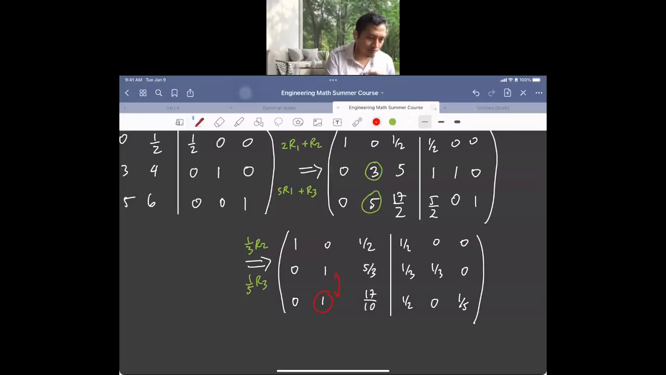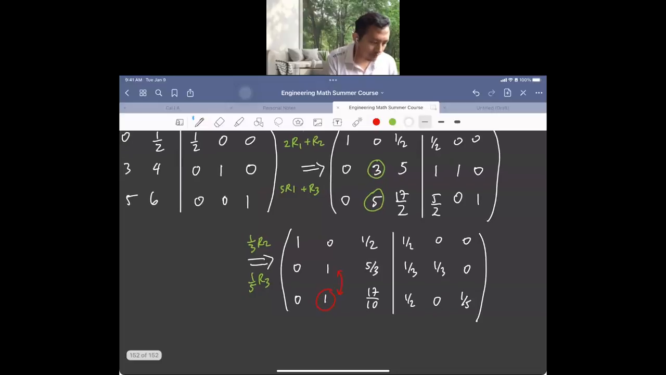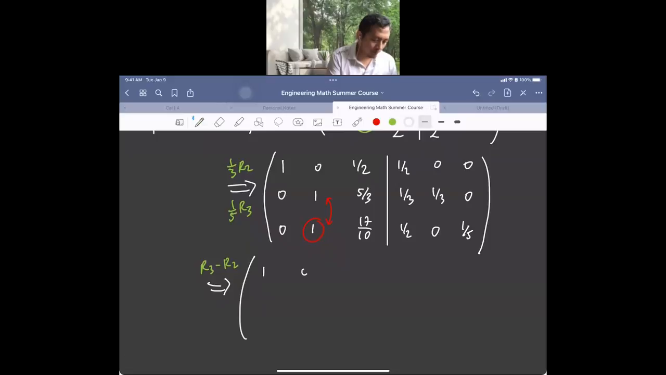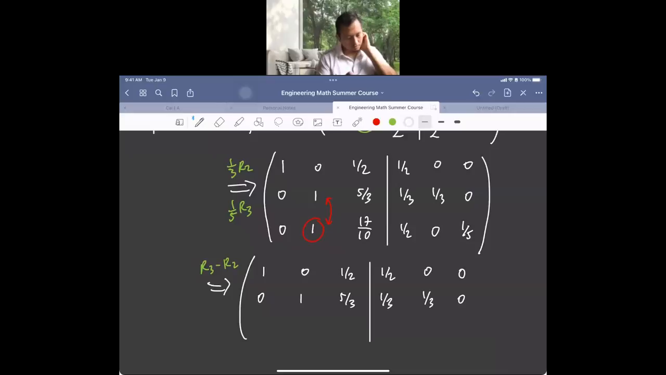Okay, what else we can do is we can make this 1, 0. Just subtract this 2. Okay, I think we can make R3 minus R2. Okay, so 0 minus 0, 0, 0. 17 over 10 minus 5 over 3.